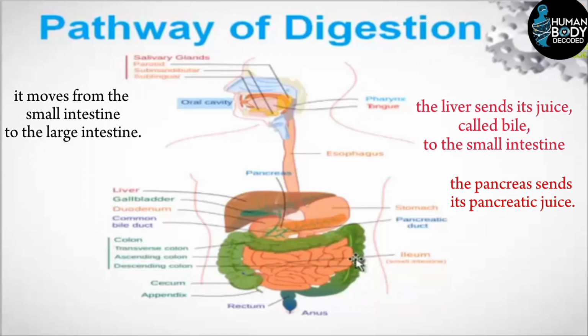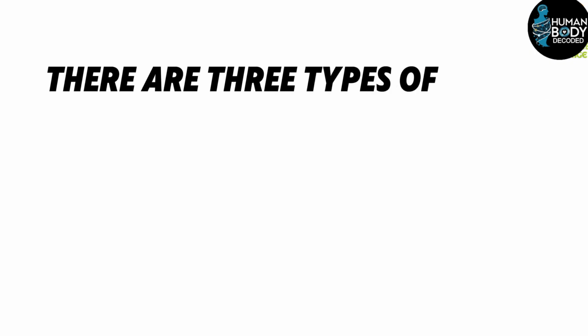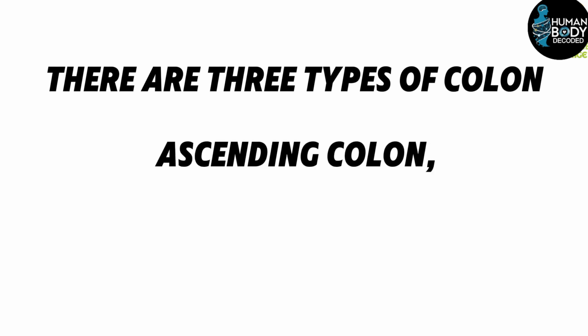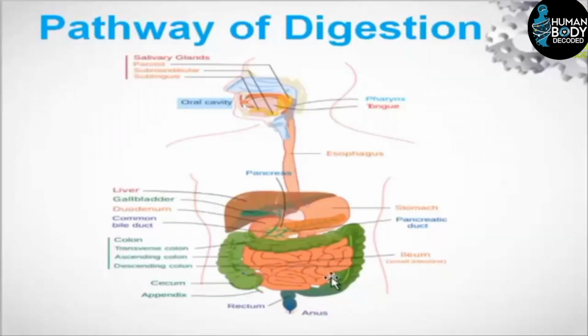As you can see on screen, this is the large intestines, which is also called the colon. There are three parts of the colon: ascending colon, transverse colon, and descending colon, because it moves upward. After that, it moves to the transverse colon, then to the descending colon. In this way, the food moves through the large intestines, and the entire digestive process is completed.